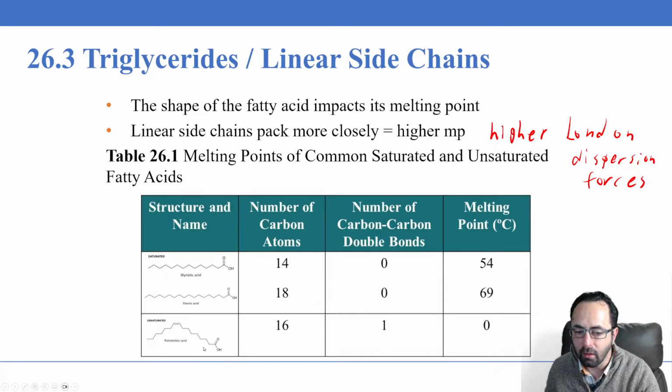However, its London dispersion forces are far, far lesser because of this kink in the chain, which doesn't allow it to efficiently stack and have a lot of surface area with the neighboring molecules. And so the melting point is at 0 degrees Celsius. To freeze palmitoleic acid, you're going to have to get it to the same temperature that water freezes at.